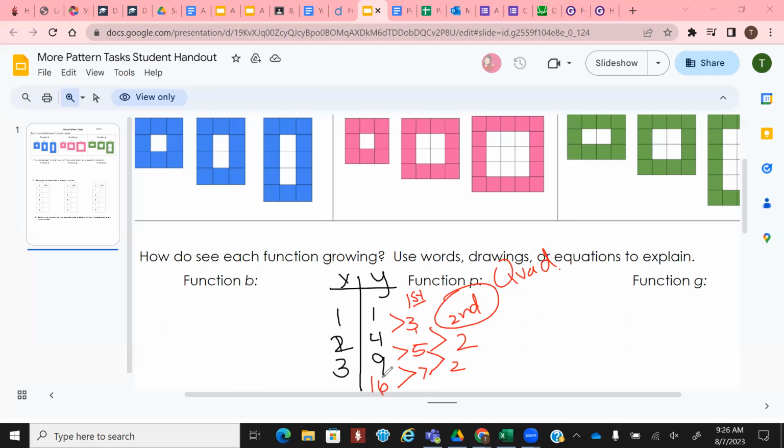What's the parent function for quadratics? What's the equation for quadratic functions? Do you remember? Y equals x squared. Well, if we take each one of these x's and we square it, we would get the number on the other side, right? Okay, so this is going to be our equation for that quadratic. So this is the answer to number 3. If you were filling in your table, your next number would be 25, because 5 squared is 25. Okay, again, a lot more information than you probably need. It's okay.